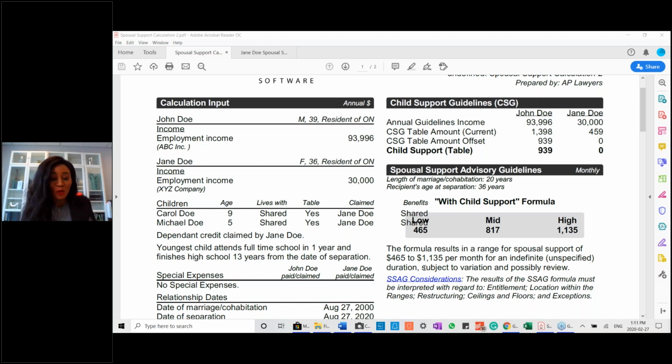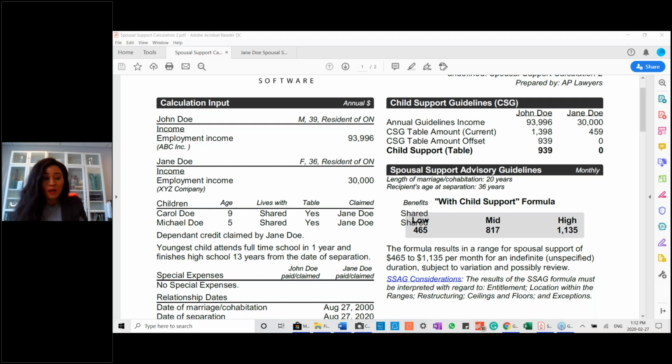But the main difference you would note is spousal support has a low, mid, and high range. What the ranges mean is it's showing how much you are entitled to get. So is it the low, mid, or high? And there's usually a lot of conflict on this issue, as you can imagine. And that's where the basis of your entitlement to spousal support comes into play.